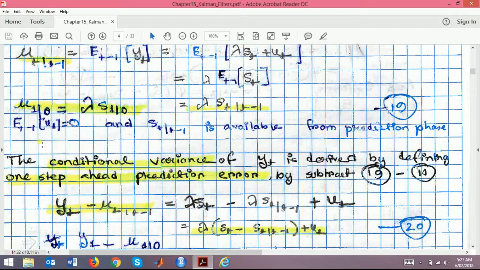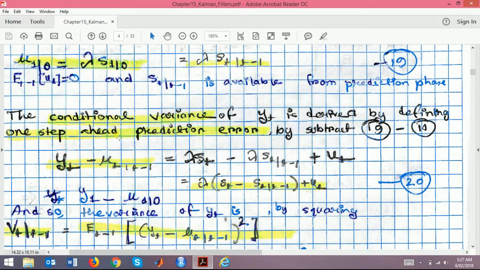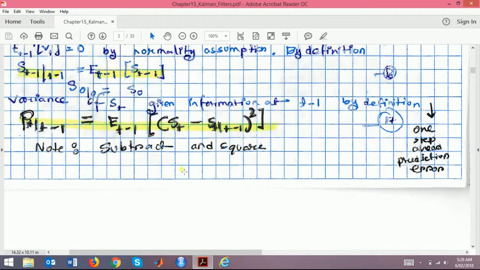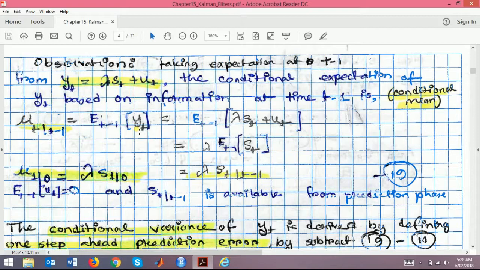We also used S1|0 to find the variance before, which was S1 minus S1|0 squared, giving phi times S0 minus S0|0 plus vt, and the variance itself was P1|0 equals phi squared P0|0 plus sigma squared v, which is the variance of the disturbance term v. And the conditional mean, on the other hand, is simply S1|0 multiplied by the latent factor. The conditional variance of yt is derived by defining the one step ahead prediction error. Previously, did we talk about conditional variance? No, I'm sorry, P1|0 was just variance, S1|0 was just mean.